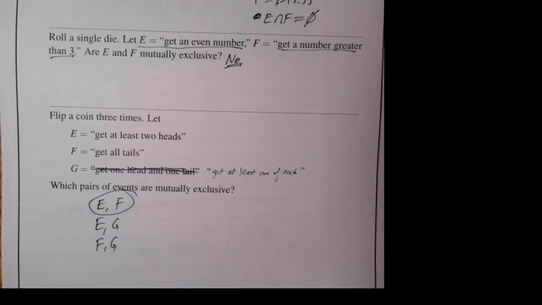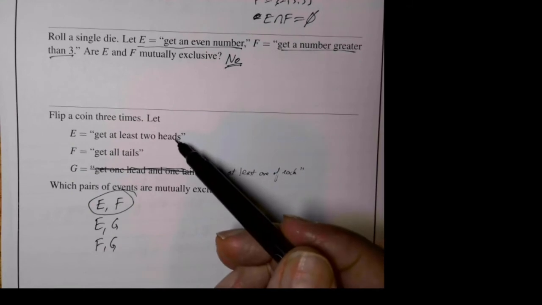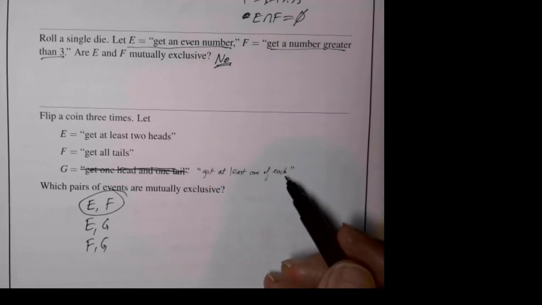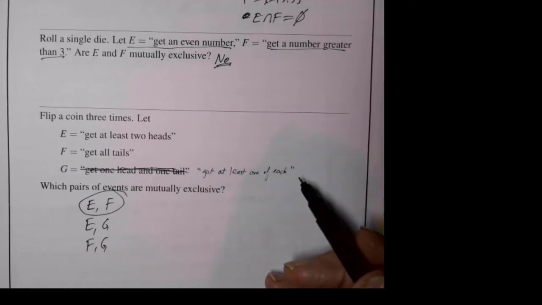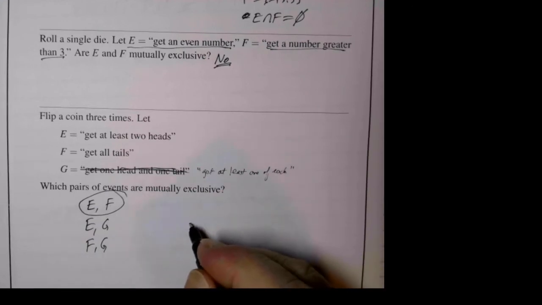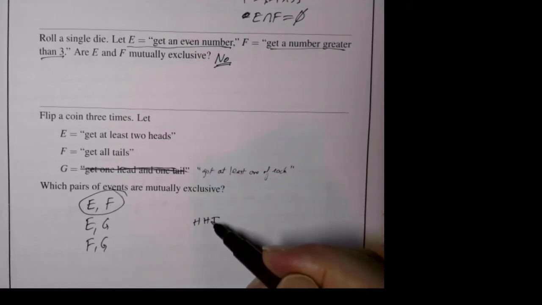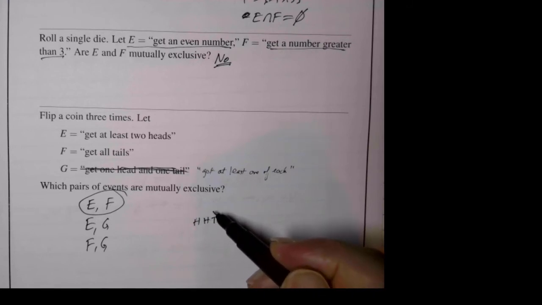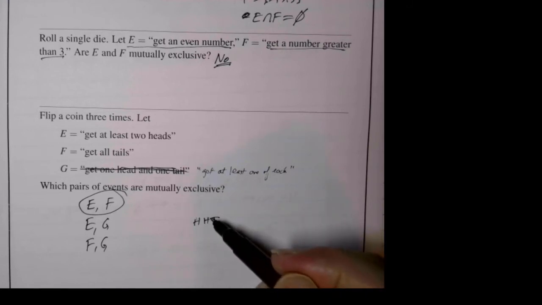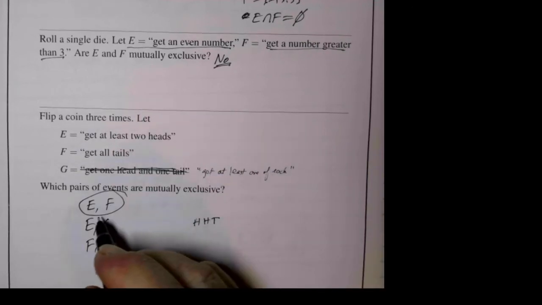They are mutually exclusive. How about E and G? You get at least 2 heads, and you get at least 1 head and 1 tail. Those are not mutually exclusive. Here is an outcome that could make them both happen. Heads, heads, tails. This makes E happen because you get at least 2 heads. This means heads on the first flip, heads on the second, tails on the third. You get at least 2 heads, and you get at least 1 of each, so G happened. Those are not mutually exclusive.